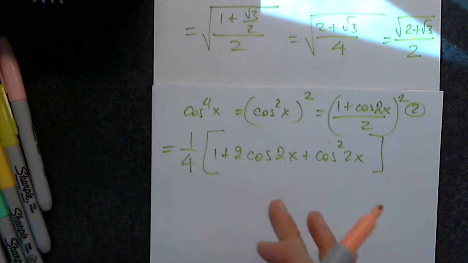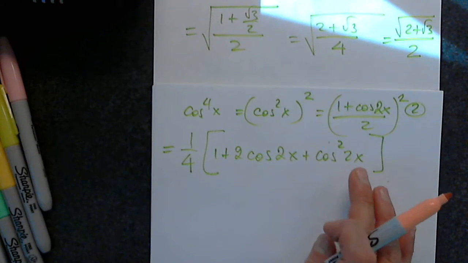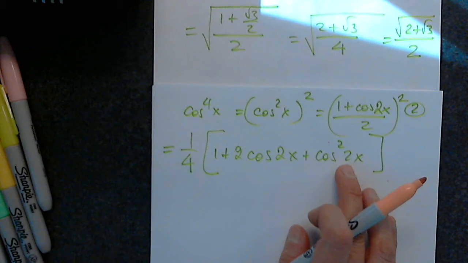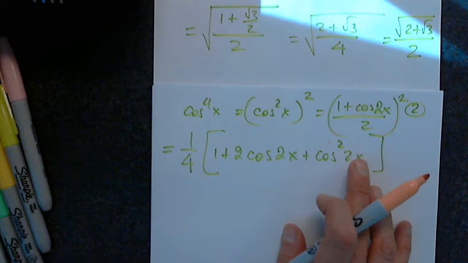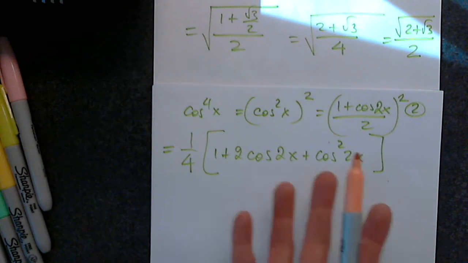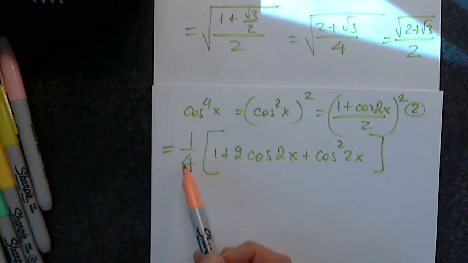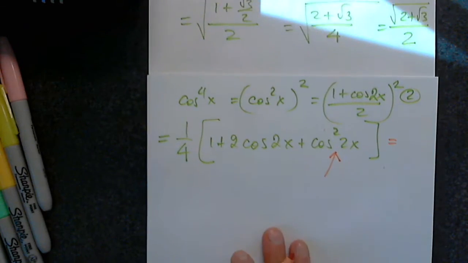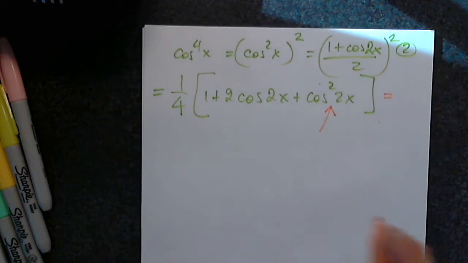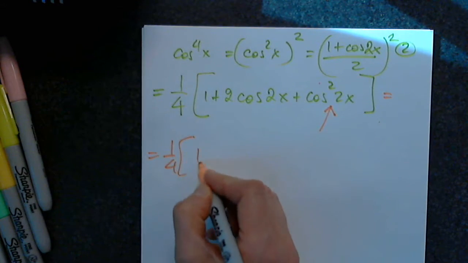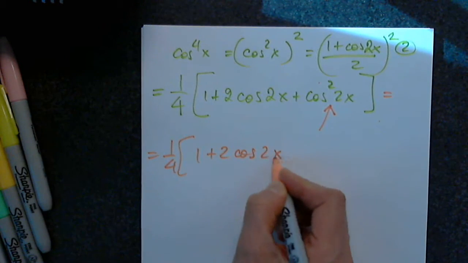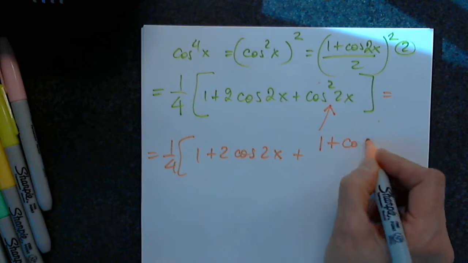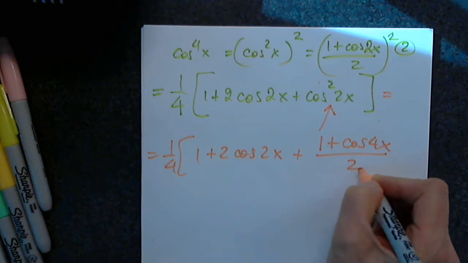I'm not going to change this, but I prefer clearing everything, every power for cosine or whatever I have. In this case, it's cosine. And then at the very end, distribute 1/4. So I will have to replace this now. And I do this. So it's 1/4, 1 plus 2 cosine 2x plus (1 plus cosine 4x) over 2.